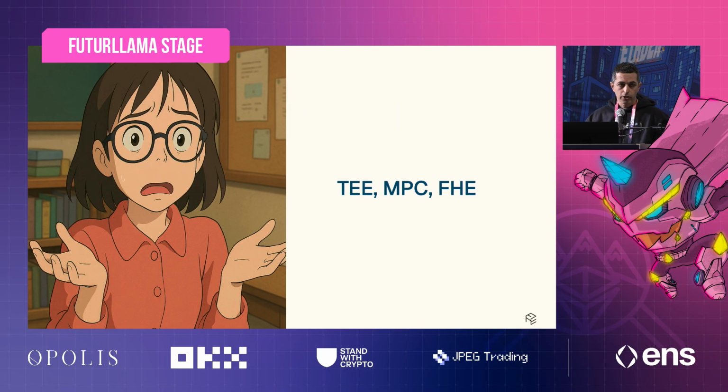Okay, so how do we solve it? There is like a 3-letter acronym salad: TEEs, MPCs, FHEs. I'm gonna walk briefly through each of them, and then at the end offer like a framework, if you're building a confidential smart contract, of like what type of decisions you need to think about.